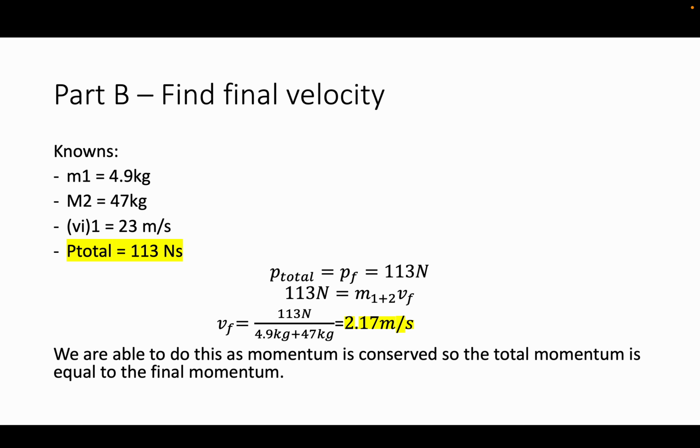And so, as you can see, we re-plug it into the equation, but this time we're solving assuming there are two masses combined. When we do that, we get 2.17 meters per second. This is in the same direction as the initial motion. We're able to do this because momentum is conserved. So just remember, when momentum is conserved and it's inelastic, it's usually pretty straightforward to find the final velocity of the two blocks, as long as we're given the initial velocity.